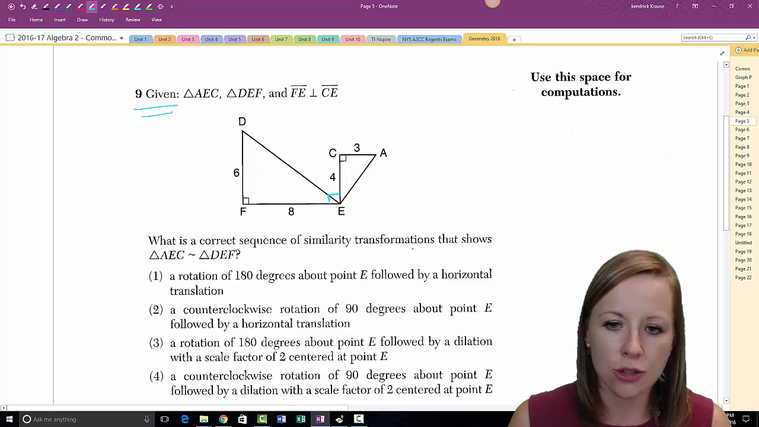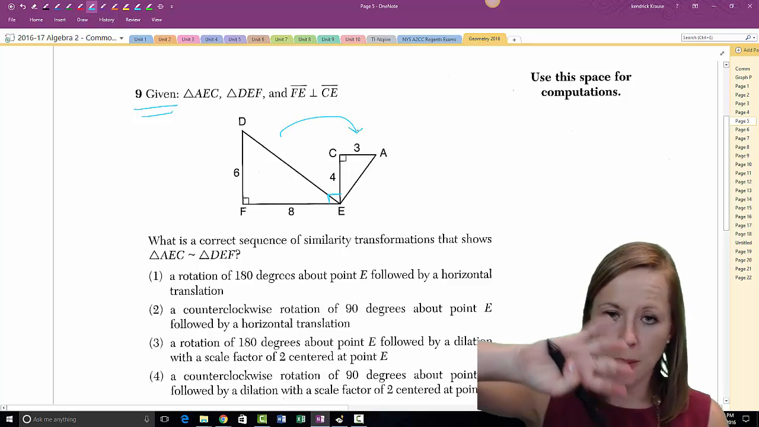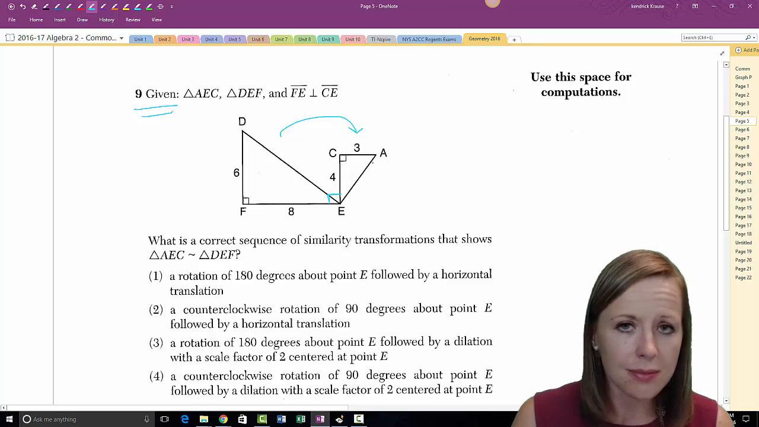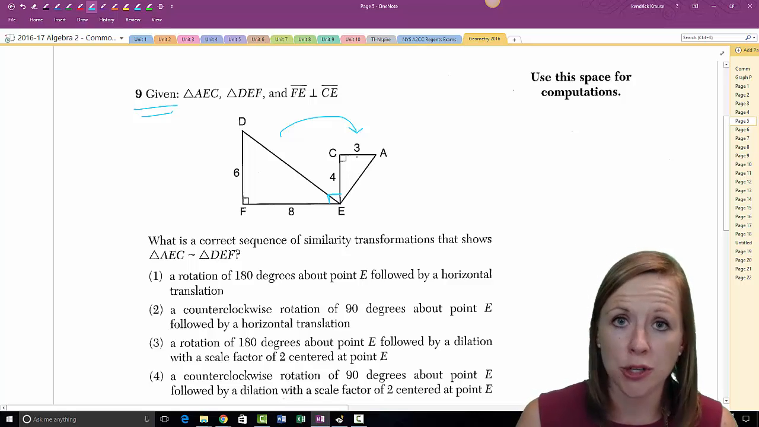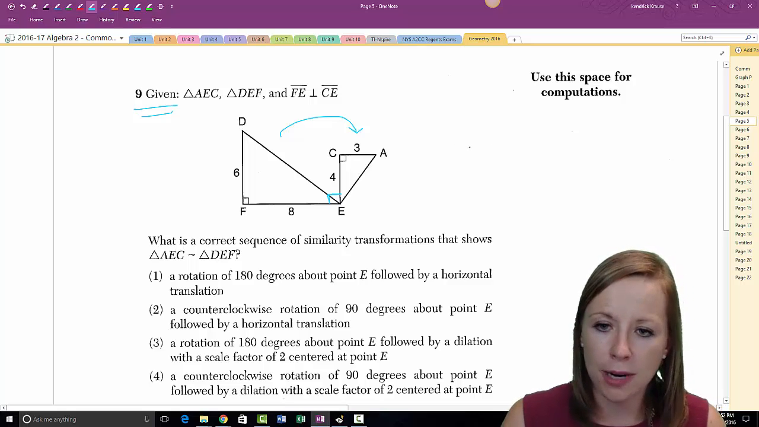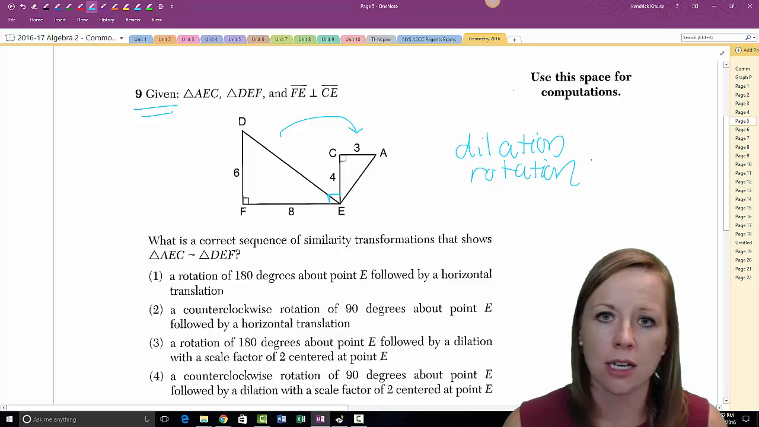So what is a correct sequence of similarity transformations that shows that the two are similar? Okay, first of all, just looking at this, can you tell that this was rotated? It just tipped over, boop. And then clearly this AEC triangle is smaller. And we know that in geometry, when you're talking about a change in size, you're talking about dilation. So I'm going to write down dilation, and I'm going to write down rotation right here. I didn't even look at the question yet. I'm writing down some information.